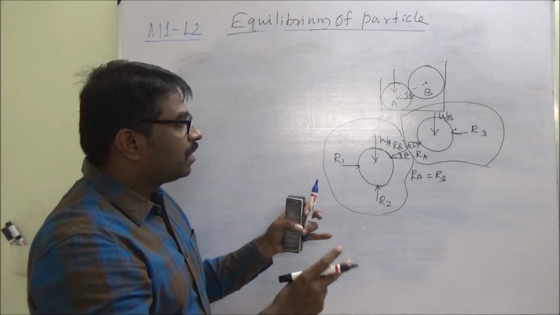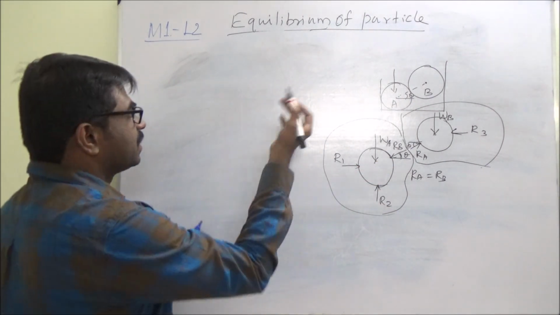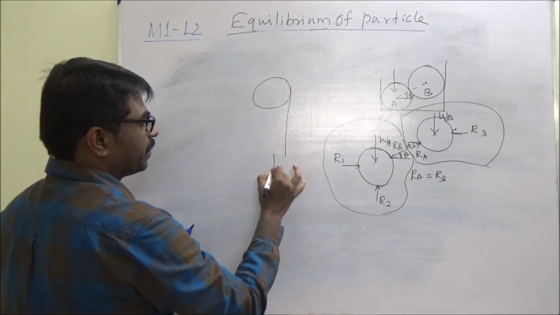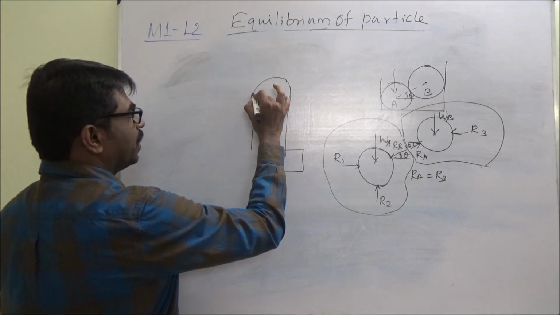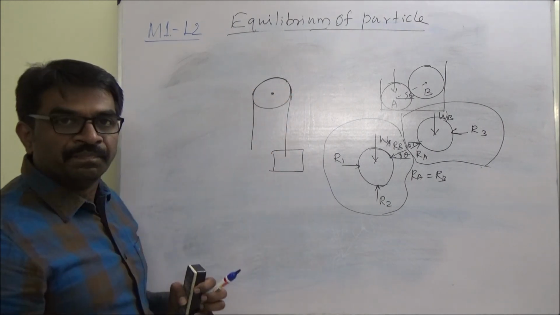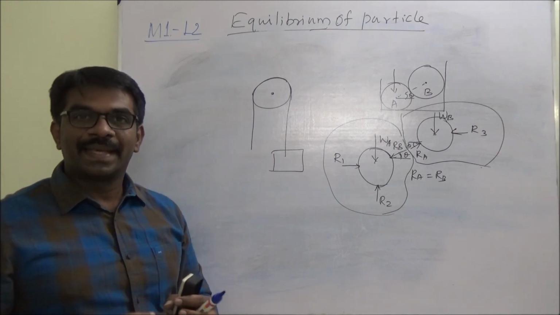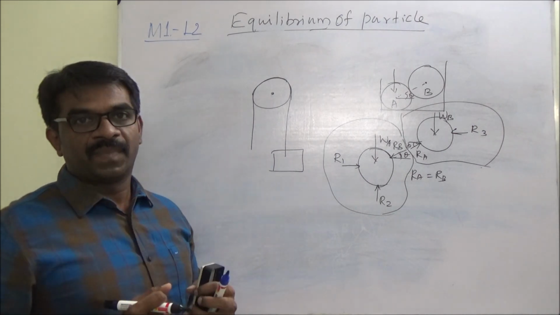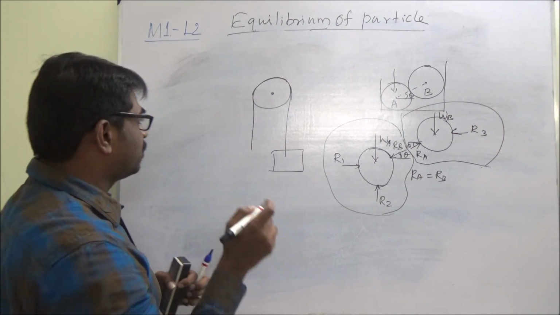Okay, now weight, reactions, and one more thing you have to understand. Say for example, you have a pulley, a rope, you have a weight here. So a rope is passing through a pulley. So this rope is considered to be inextensible. That is, it is not deforming. It is also rigid. So keep this in mind always.